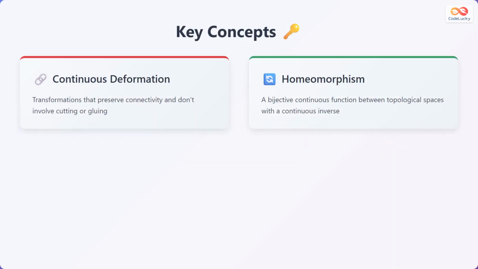Let's look at some key concepts in topology. First is continuous deformation. These are transformations that preserve how things are connected. Think of it as reshaping something without cutting or gluing. The second concept is homeomorphism. This is a special kind of continuous function between spaces. It means that you can transform one space into another and back again continuously.